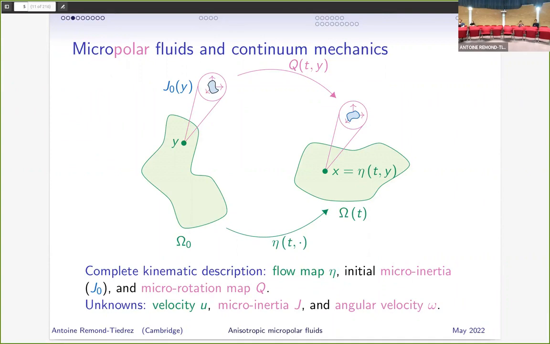Now, for micropolar fluids, polar specifically means that all these particles can do is translate, moving along with the fluid, and rotate. They're not elastic in this model. So these are the things I have to keep track of: velocity, inertia, and angular velocity. Those are going to be my unknowns.